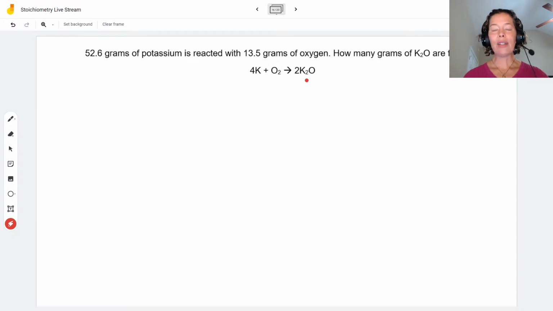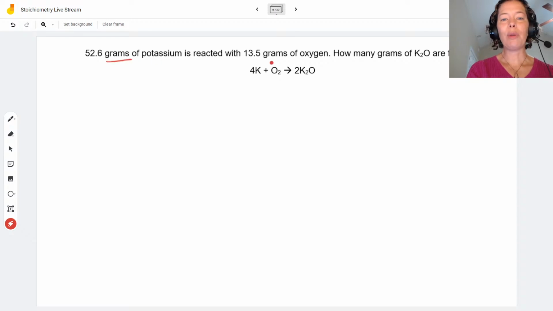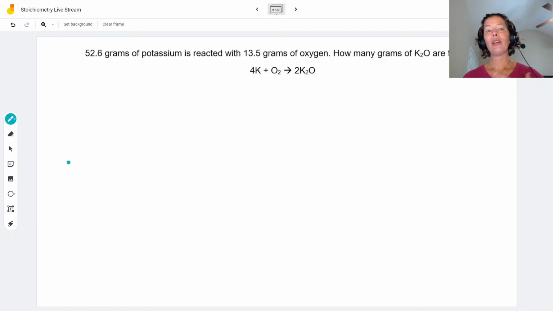Now, this one obviously is a little bit more difficult because we have been given grams and of course we are asked for grams, but our methodology is going to be very, very similar. So my first step is going to be converting both of these, the grams of potassium and the grams of oxygen, into moles. Because to do anything, whether it's to do our stoichiometry and predict products or to do our tests, we need to be in moles. So that is my first step. So let's convert both of these into moles.